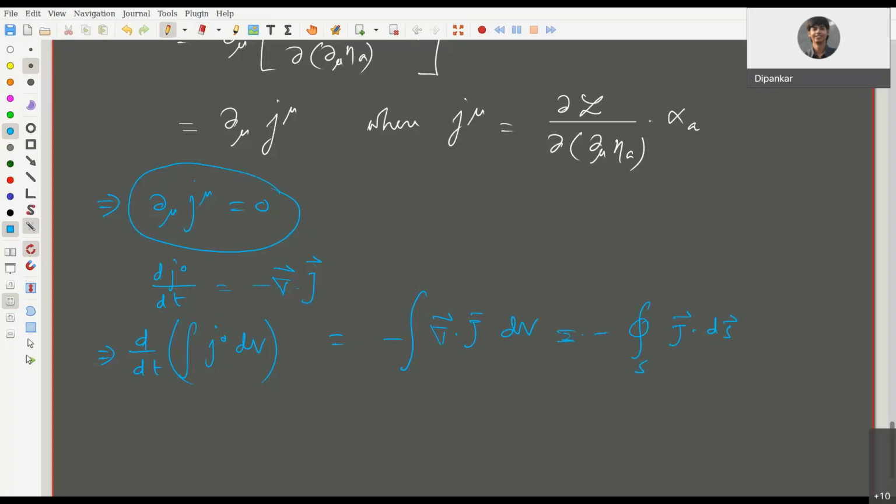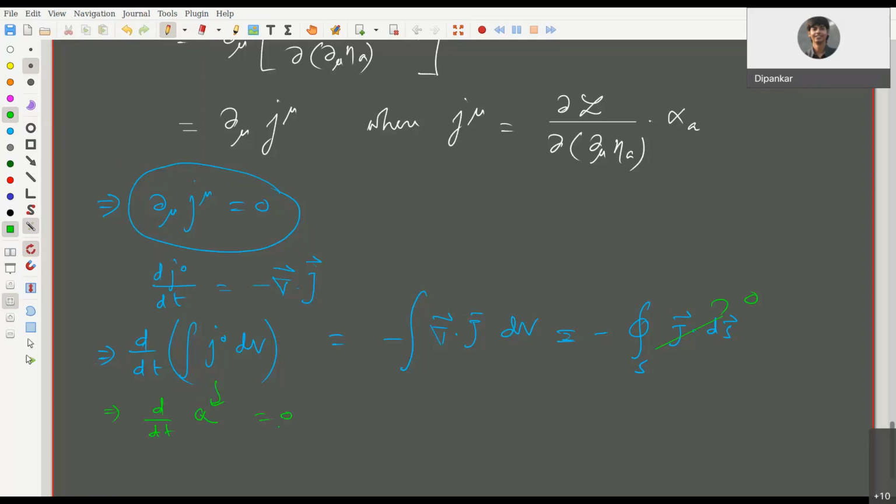And if at my surfaces, if I take the surface at infinity and all my currents vanish at infinity, at the boundaries, then the right hand side is 0. So this surface integral basically vanishes. Then what you have is basically d/dt of this thing that you call the total charge Q is 0.